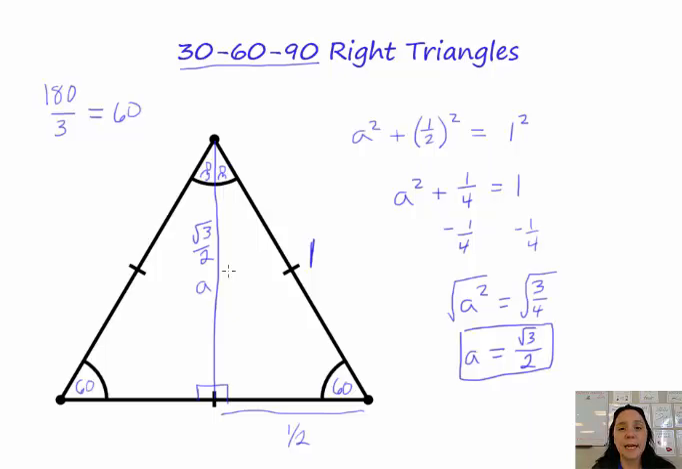Using this together with our SOHCAHTOA definitions, we can now find specifically sine and cosine for 30-degree, 60-degree, or 45-degree angles. So we'll look at how we do that in the next video.